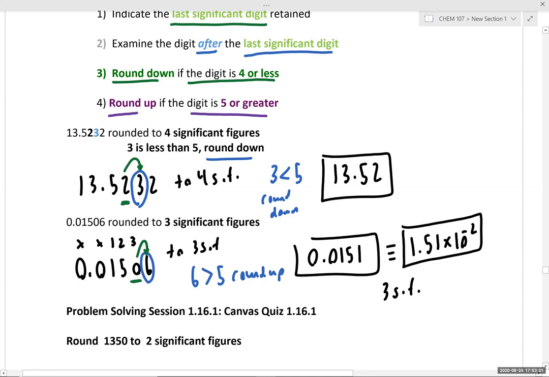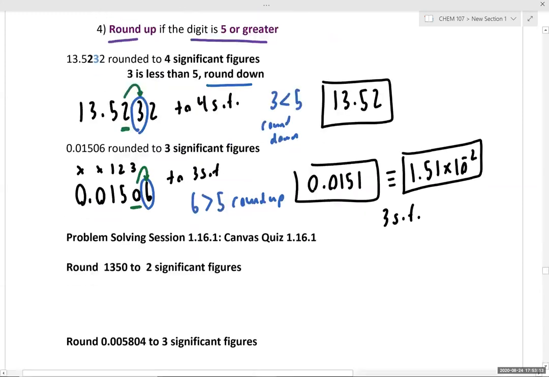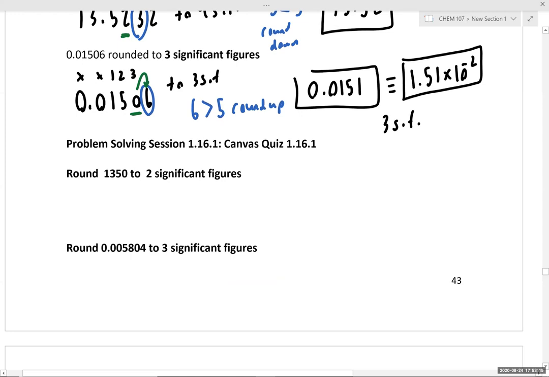Do these examples make sense to everyone? So make sure you're counting your sig figs carefully. So if we don't have any other questions, let's now take a moment and try to round the following 2 numbers to the correct number of significant figures. And we'll discuss this example in about 3 minutes.